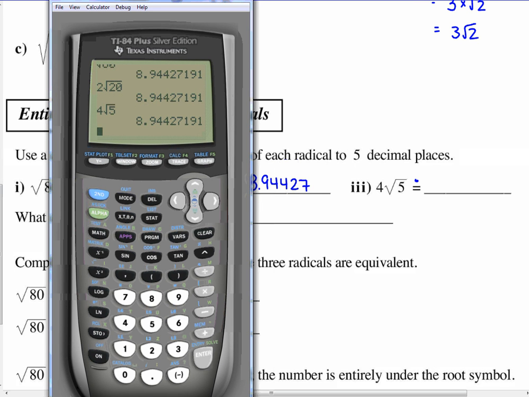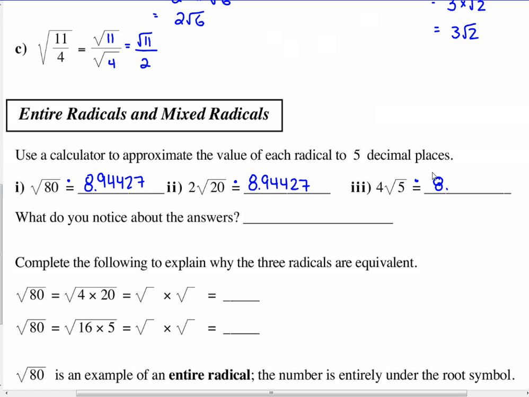Oh my goodness. Okay, so that tells me something. They're all equivalent. Now, they are all the same, but one is the most simplified. Which one do you think is the most simplified form of the radical? 4 root 5.